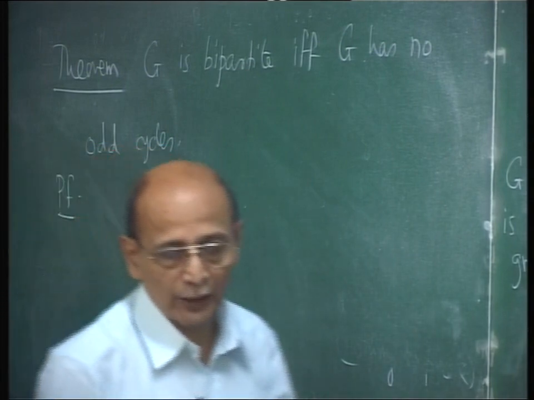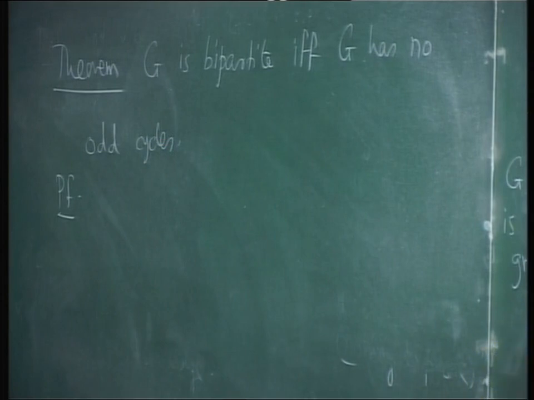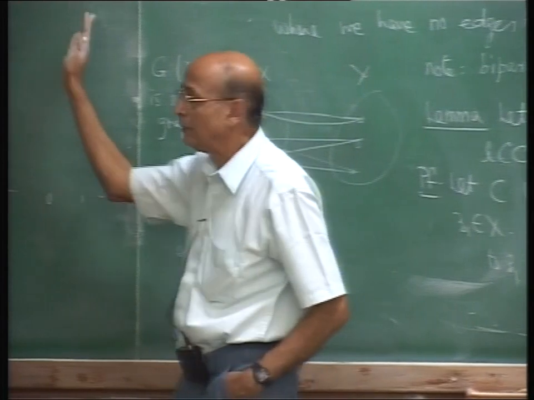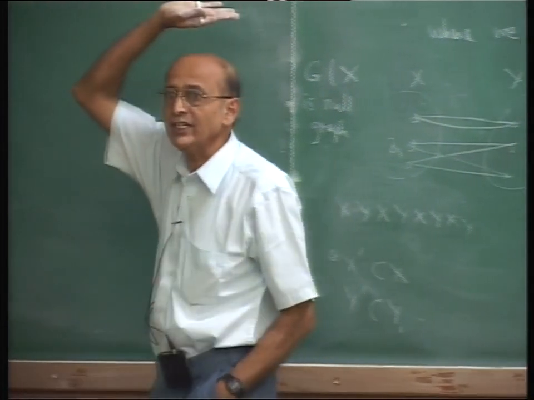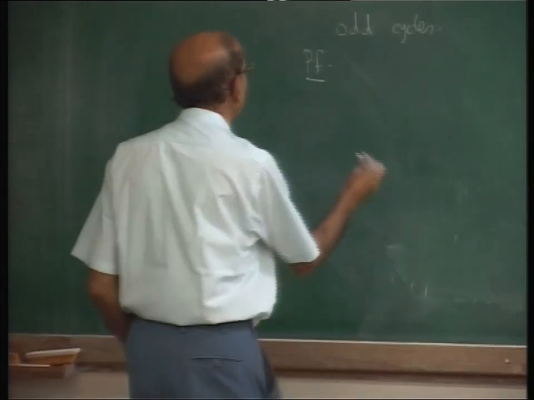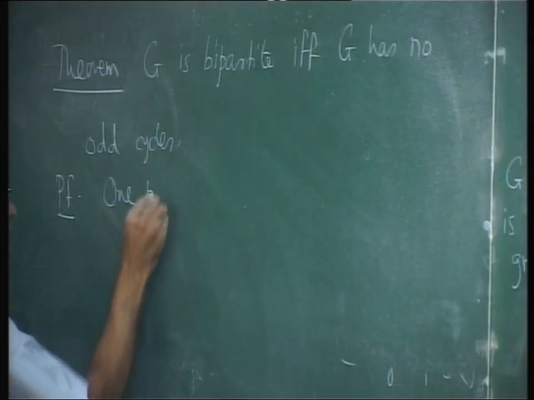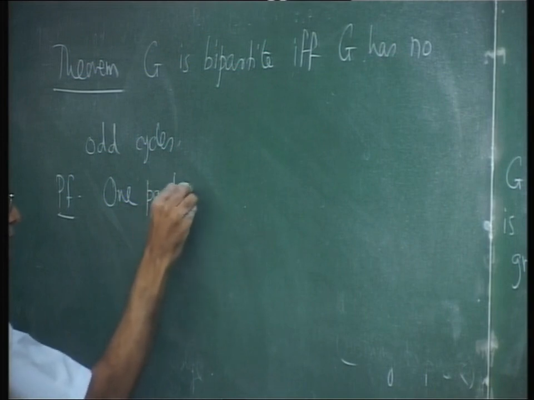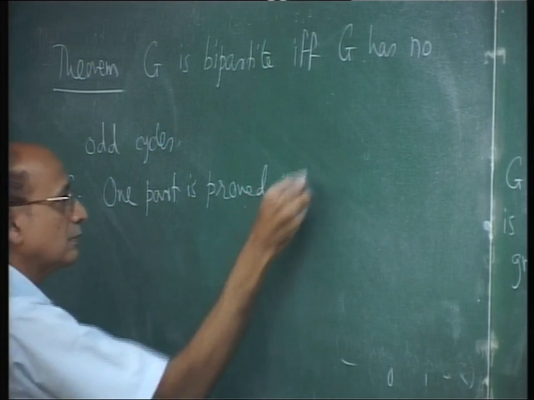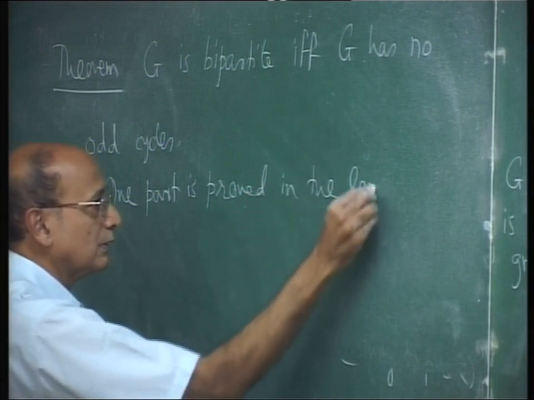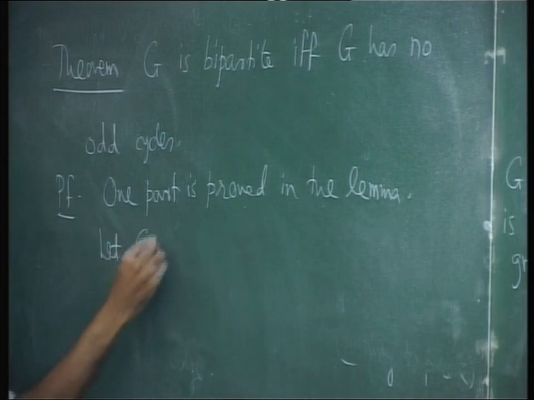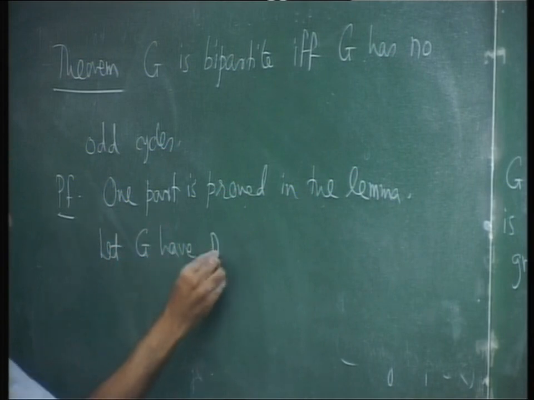One part of this I already proved, that is that lemma. If G is bipartite, then every cycle in G is an even cycle, so you cannot have odd cycles. Now let G have no odd cycles.